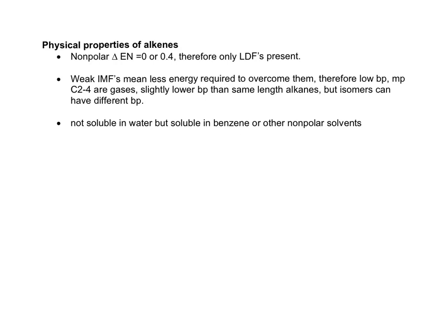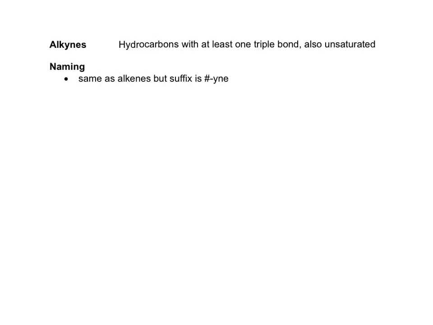Alkynes, these are hydrocarbons with at least 1 triple bond, so again they're also unsaturated. Now you name them the same as you do the alkenes, but the suffix is instead the number and then YNE. So don't forget, when we do hydrocarbons, the functional group, the name of the group of compounds, actually is used in the suffix of their name.